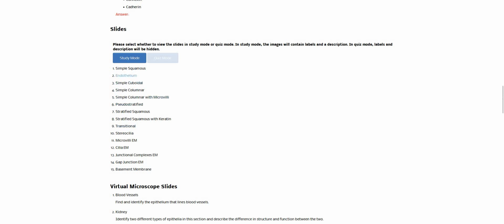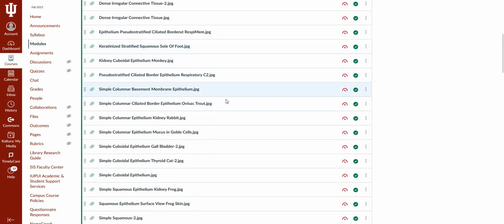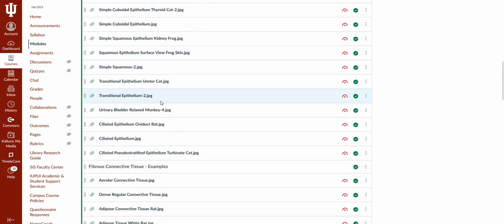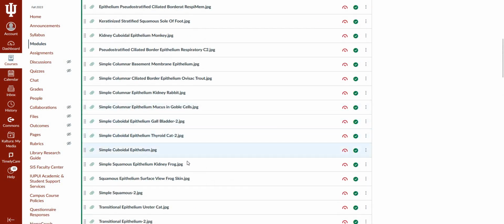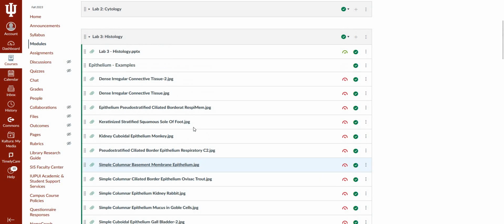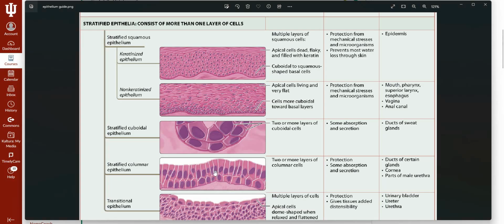Okay, I'm not seeing an example here, so maybe we can pop over to our modules. We're looking for stratified cuboidal. Okay, it doesn't look like we have an example here. So I will make sure to point that out in class, and I'll go ahead and add an example to your modules because I definitely want you to be able to identify this type of tissue in ducts.